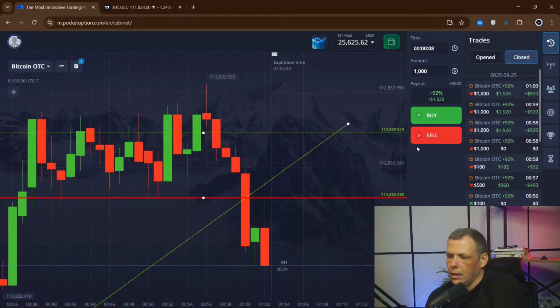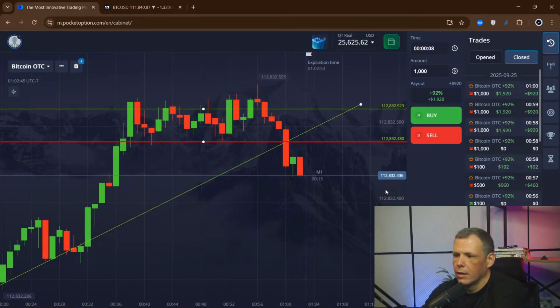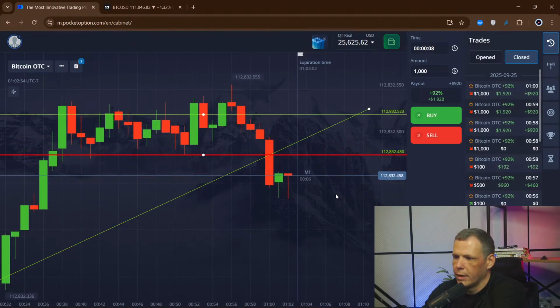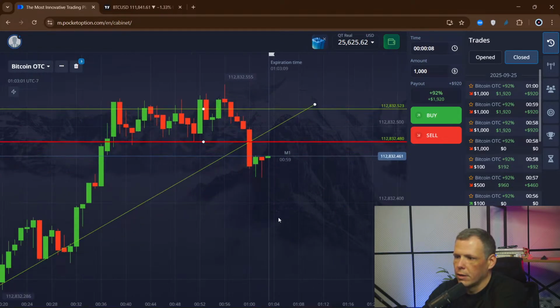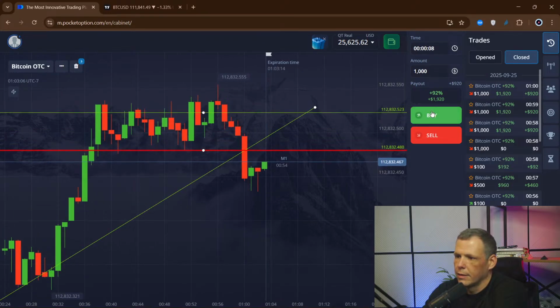So now we want to see this candle close. And it's going to be a bearish engulfing candle, more than likely. Nope. And it's faking us out. Still getting rejected. Okay, so it's going to retest here. Yep, it's retesting. And we're going to enter in.